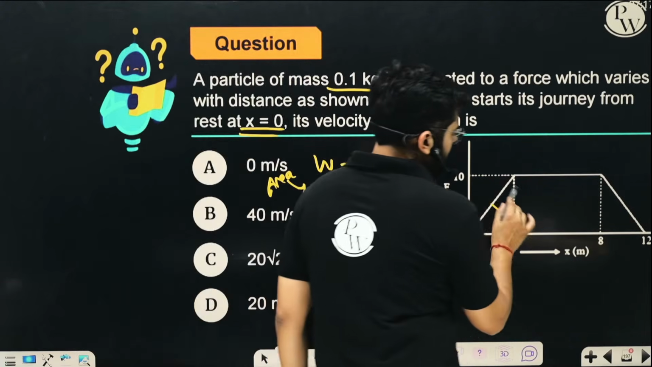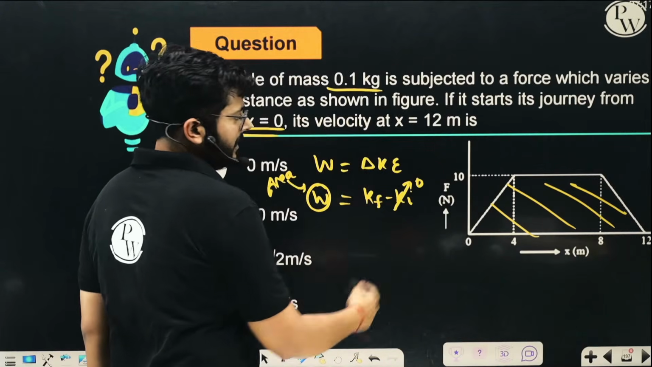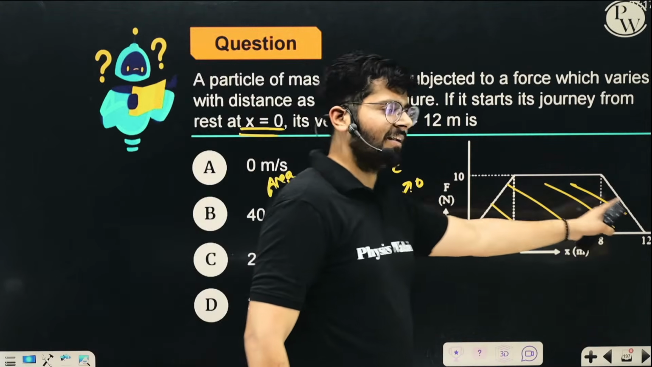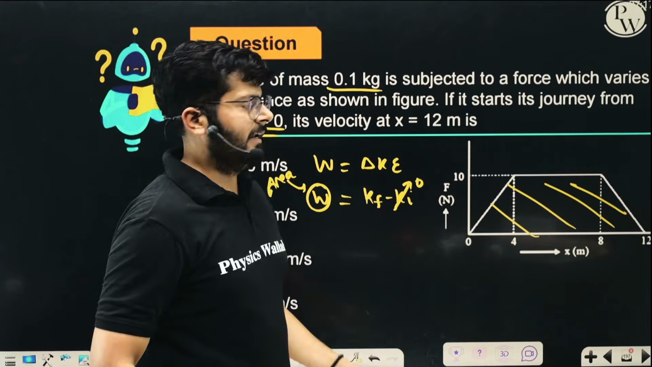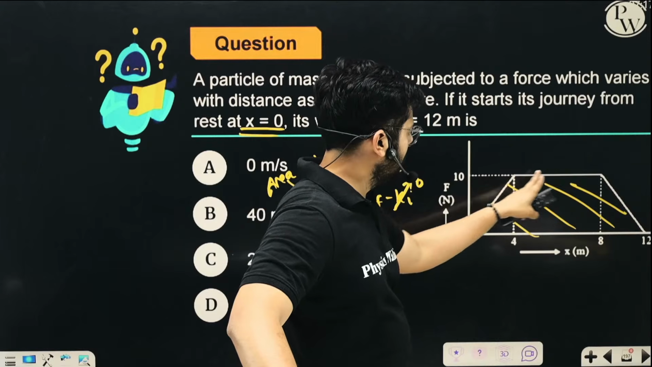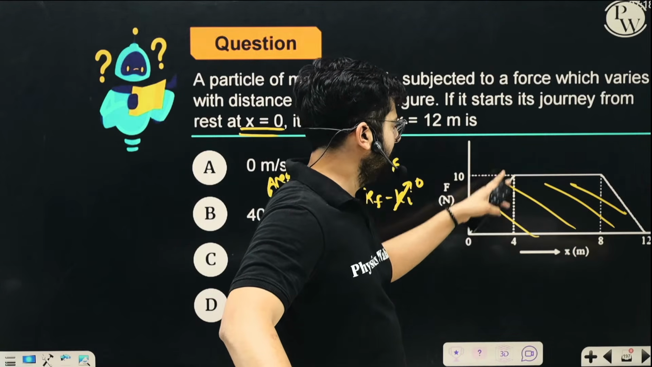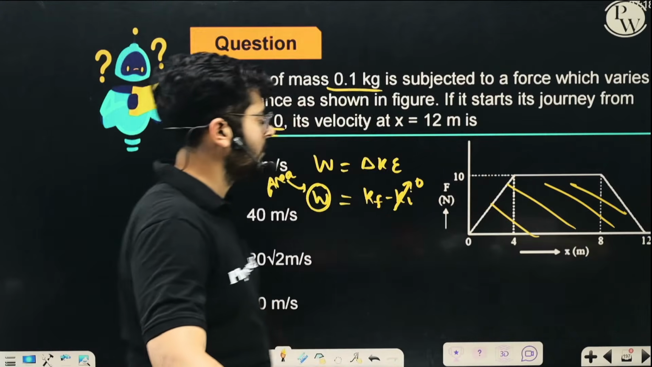The area under the curve is the area of this trapezium, or if you don't know the area of a trapezium, you can add the triangles with the area of this rectangle. So what is the area of the trapezium? Half the summation of parallel sides, from here to here it is 4, from here to here it is 12. So 4 plus 12 into the distance between them, so it is 10 units.